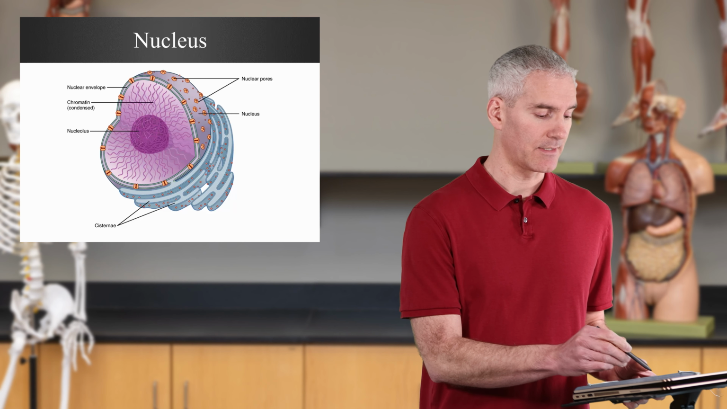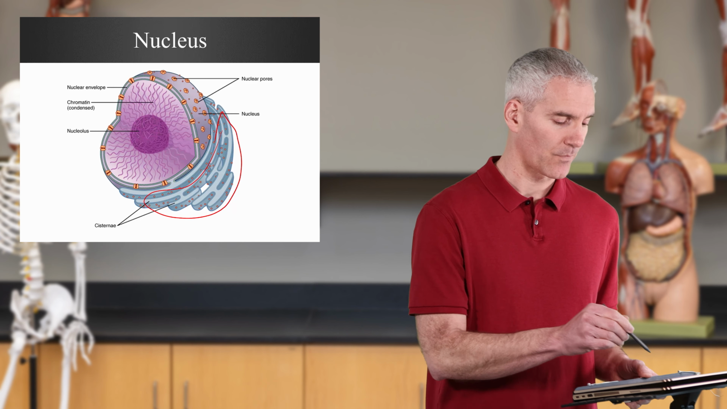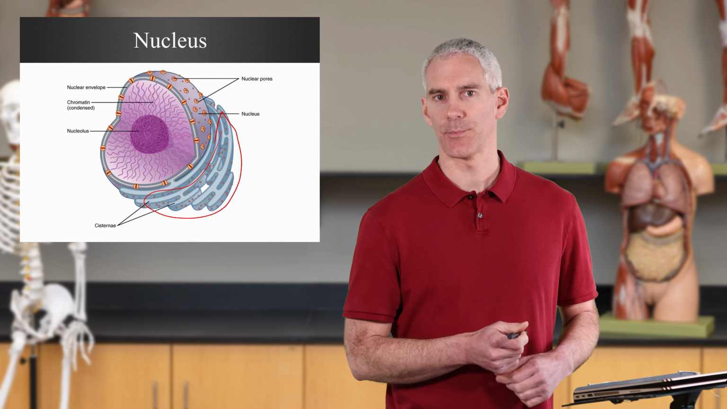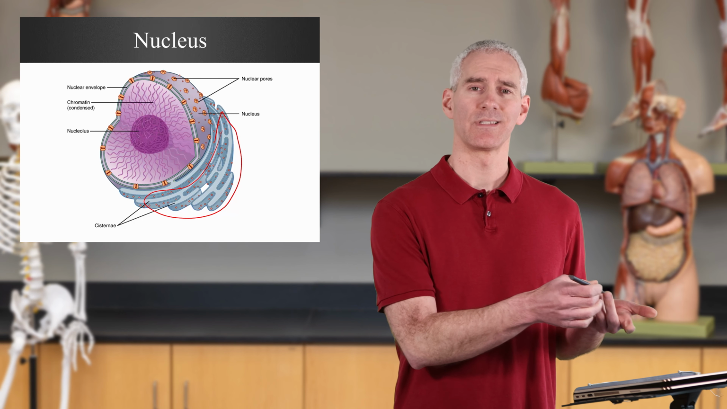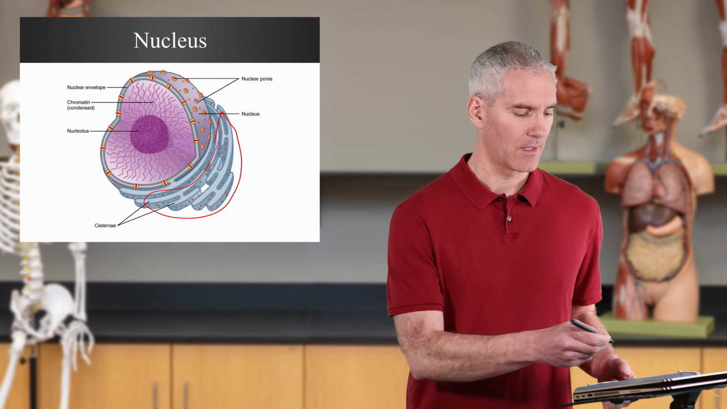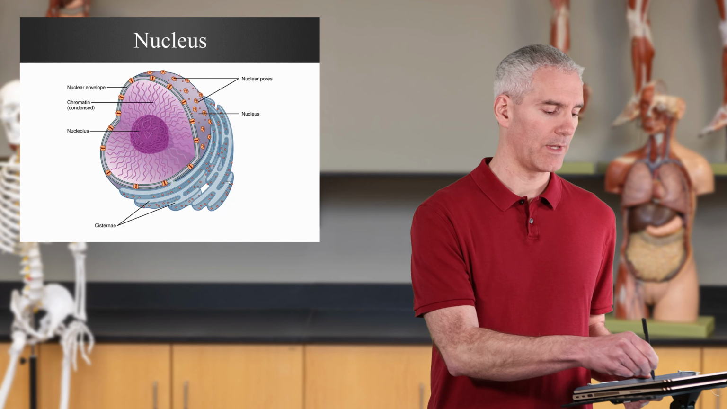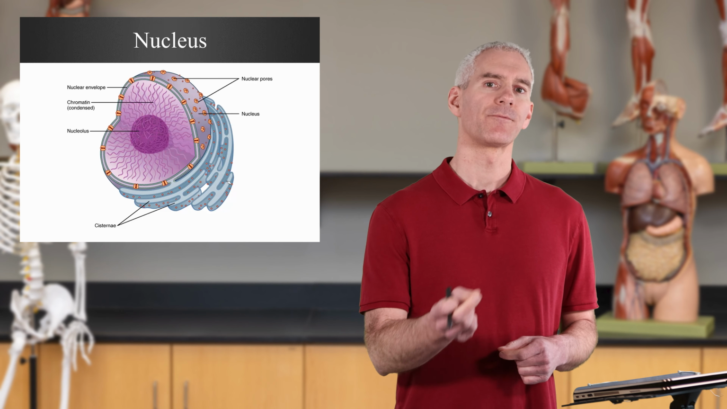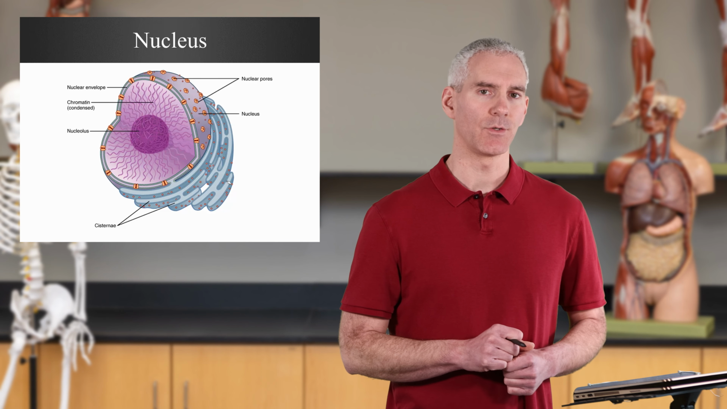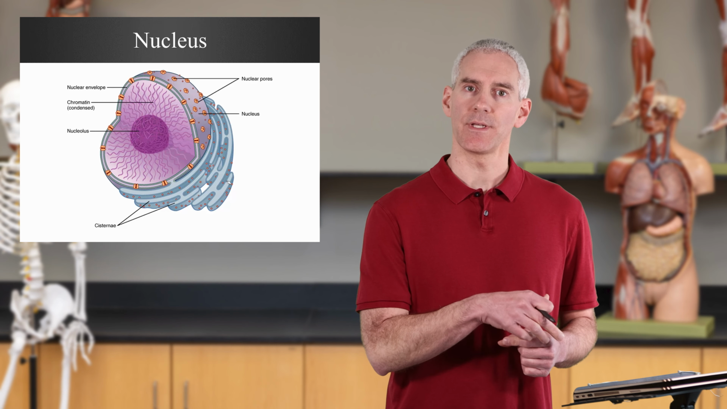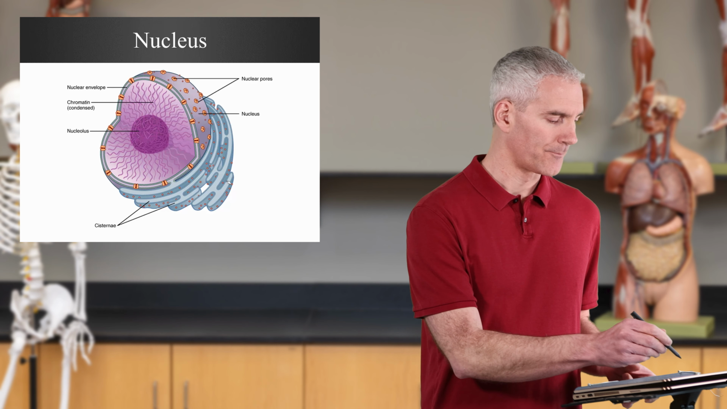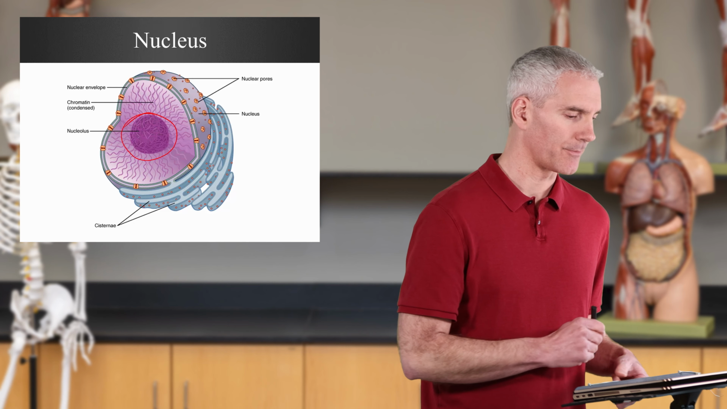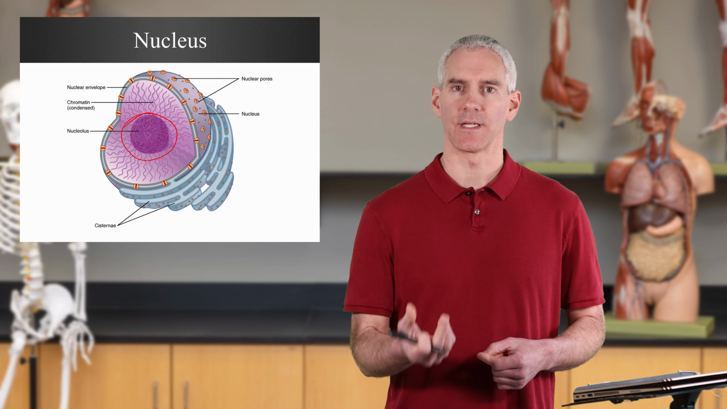This particular cisternae, all of this out here, is going to be the rough endoplasmic reticulum. You can see the little dots are the ribosomes. Ribosomes are going to help out with the protein synthesis. We'll get there in a second. First, looking inside the nucleus, you can see that there's a nucleus and there's a nucleolus. This inside structure is going to be the nucleolus.